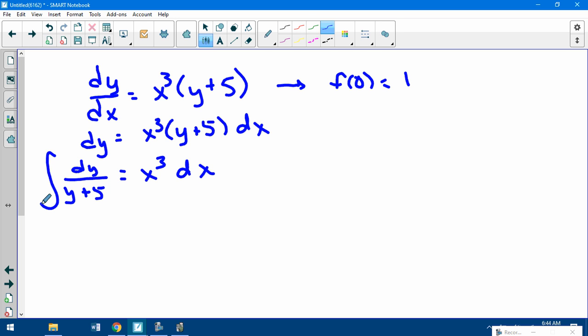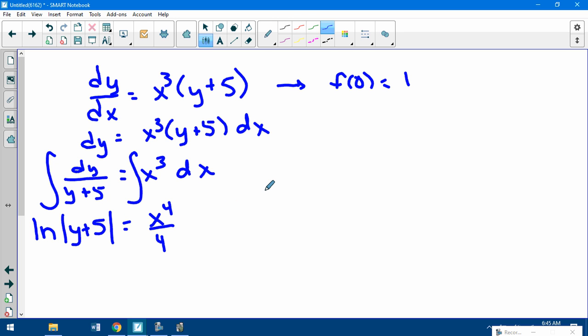So take the antiderivative of those. The right side's easier: x to the fourth over 4. Think of this as 1 over (y plus 5). When I have 1 over y to the first, what's the antiderivative? Good, ln. So this would be ln, but not just the ln of y plus 5, ln of the absolute value of y plus 5. Now technically you would need u-substitution, let u equal y plus 5, but what's the derivative of y plus 5? Just 1, so I don't really need u-sub.